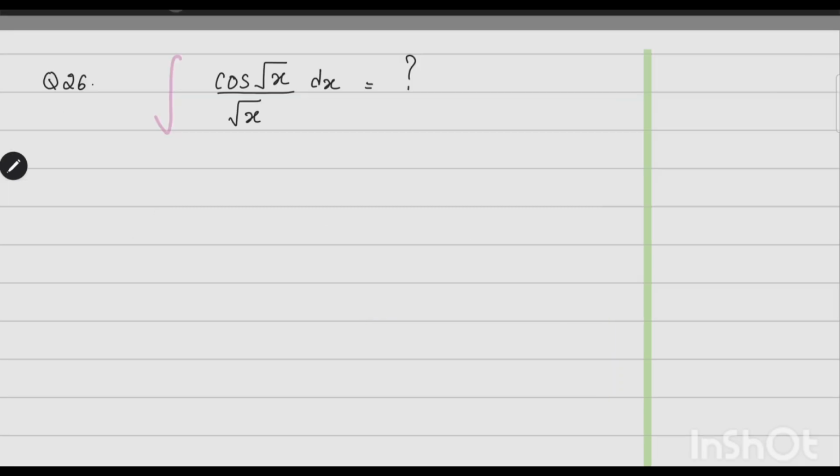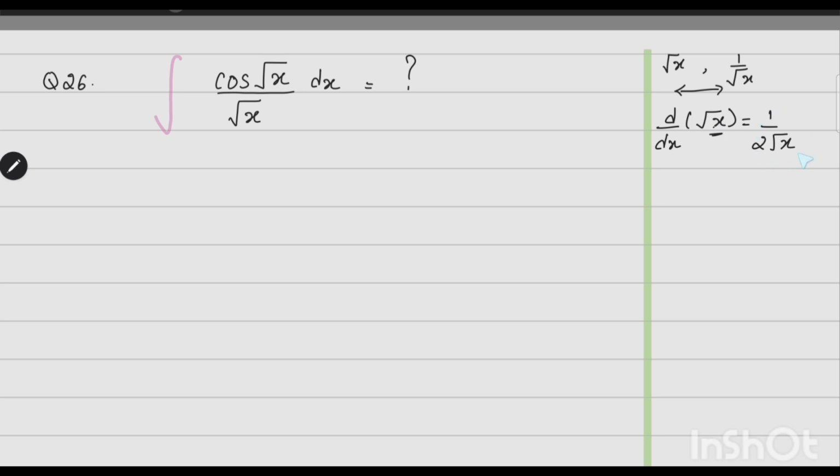So question number 26. Now we have to find the integral of cos of root x divided by square root of x with respect to x. Here let us check whether there is a function and its derivative both. What are the functions we have here? We have cos root x, we have root x, and 1 by root x. Is there any link between them? What if we differentiate root x? We will get 1 by 2 root x, right?